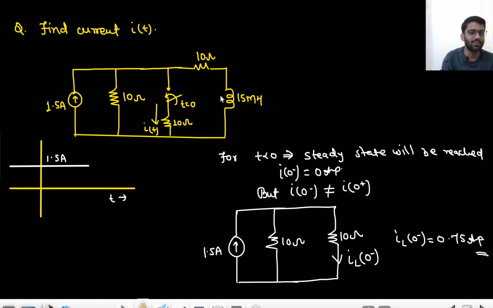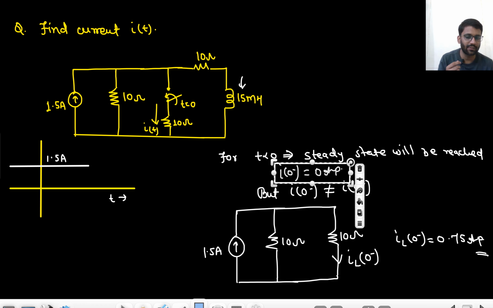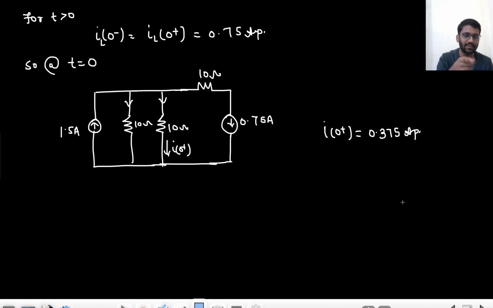So why was I interested in finding this current at t equals 0 minus? Because I knew that the current in the resistor will be changed at t equals 0 plus. Since the switch is being closed, here I am having some current, here I am having some current, so current in this will be changed. At t equals 0 minus it is 0 ampere, but after t equals 0 plus, it is changed.